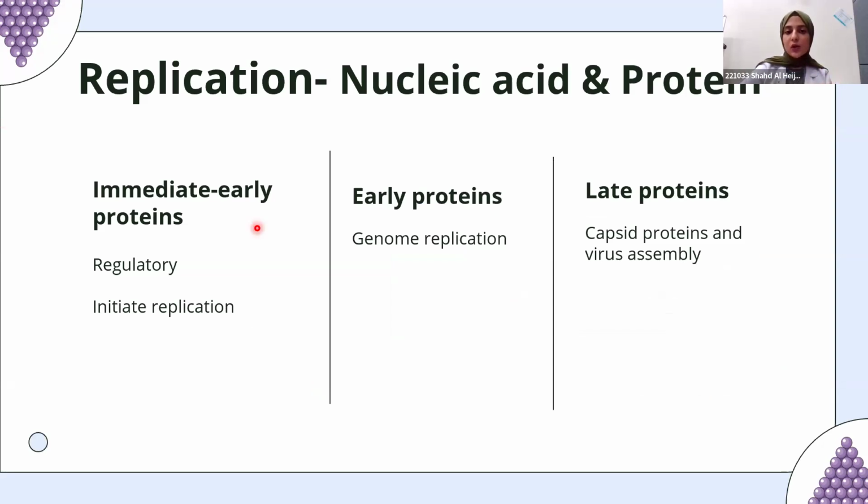Now we have different types of proteins: immediate early proteins, early proteins and late proteins. Immediate early proteins are things we need right now because the virus entered the cells. We need regulatory proteins and to initiate replication, to start the whole process in order to make more viruses. The early proteins are for genome replication. And later on, the late proteins are the capsid proteins needed to assemble and release the virus. So: immediate early for initiation and regulation, early proteins for replication, late proteins for the capsid, assembly and release.